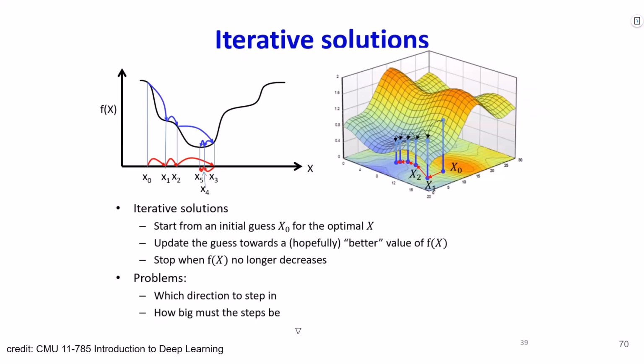And how do we find an iterative solution? As I told you, we start from an initial guess, like x0, and update the guess towards a better value of f(x). By taking the gradient, we know which direction we need to go. So here, by following the direction of the gradient, we know where to move to decrease the value of the loss. However, the problem is we need to decide which direction to step in and how big the steps must be.